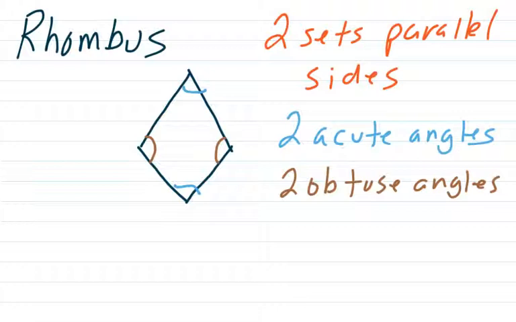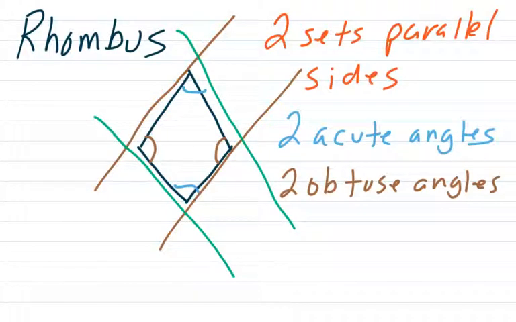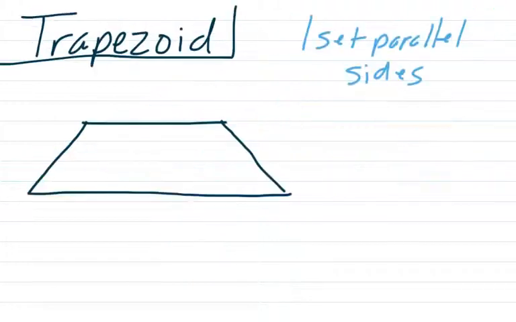And remember, it does have two sets of parallel sides, because if you draw a line here and here, these lines will never touch, and you draw lines here and here, those lines will never touch if you extend them out of that rhombus. And a rhombus, I'm going to make this one with red, will have a line of symmetry this way, and it will have a line of symmetry going through this way. The last thing that we're going to look at is a trapezoid.